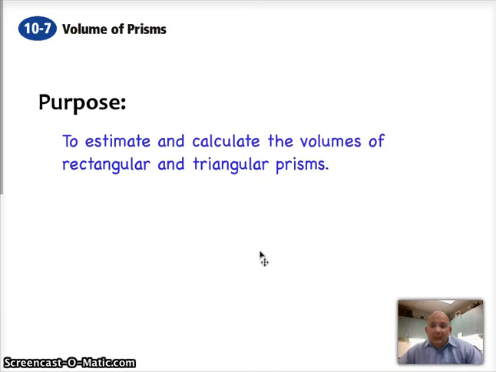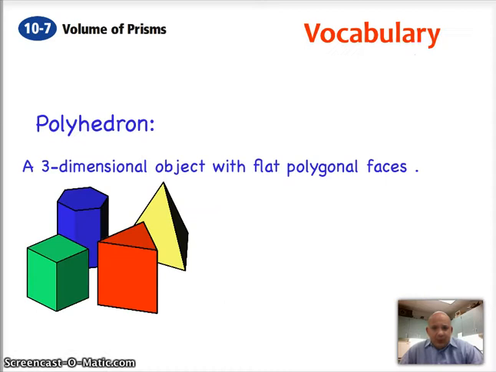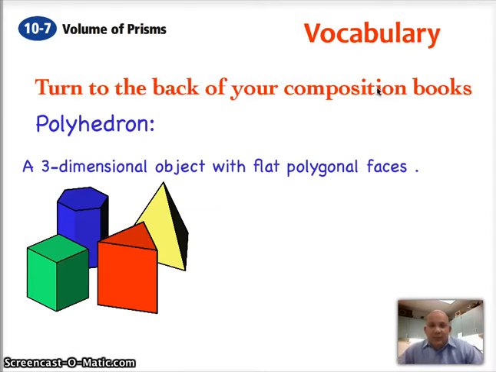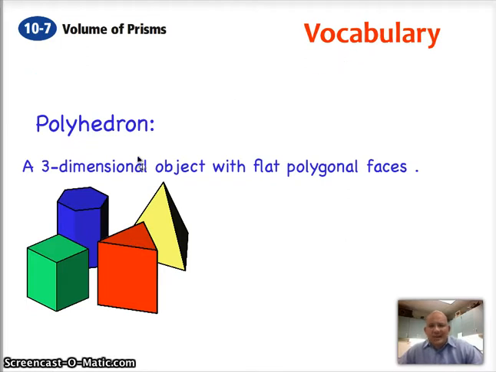Well, before we do that, we of course have some vocabulary terms. There are three vocabulary terms I'll be looking at. The first one, and at this point I want you to go ahead and turn to the back of your composition books to write this down. The first one is polyhedron. Polyhedron is a three-dimensional object with flat polygonal faces.